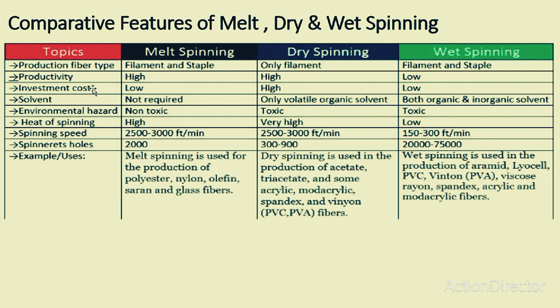Second, productivity in melt spinning is high, dry spinning is also high. In case of wet spinning, productivity is low. Third, investment cost in the case of melt spinning is low, dry spinning is high, and in the same case wet spinning is low. So we can conclude that production of fiber type and investment cost are the same in melt spinning and wet spinning.